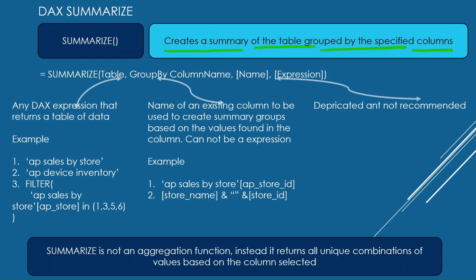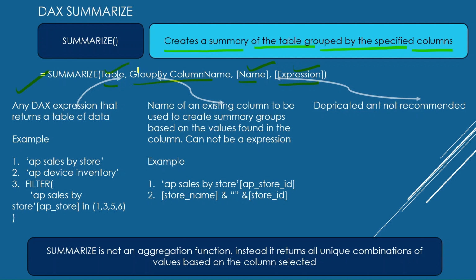But there is one catch: we must specify a column which is kind of a group by. Then the summary column will be generated. This is the signature of the SUMMARIZE function. It takes a couple of parameters. One is the table. This is the group by column name. This is the name, and this is the expression. These last two are optional. So let's discuss one by one.